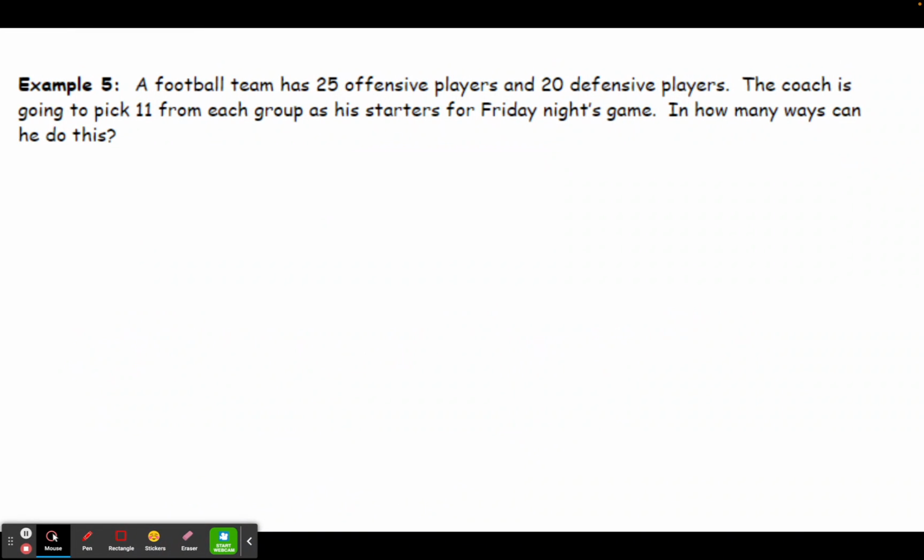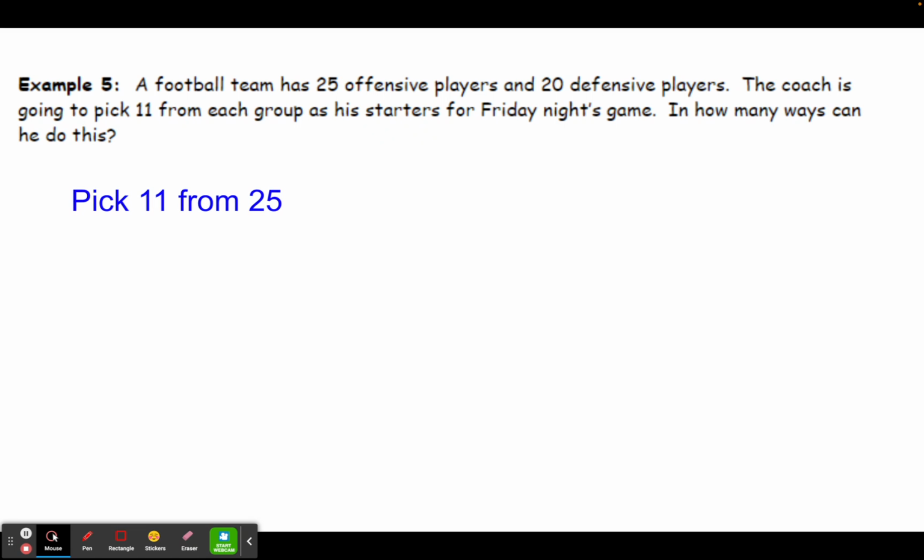In example 5, it says a football team has 25 offensive players and 20 defensive players. The coach is going to pick 11 from each group as his starters for Friday night's game. In how many ways can he do this? So here the coach wants to pick 11 offensive players and 11 defensive players. Again, with starters, it doesn't matter what order you're chosen, you're still going to start. So this would be a combination again.